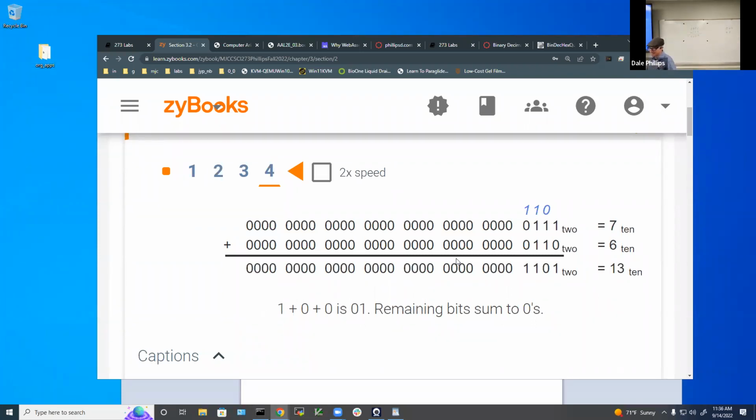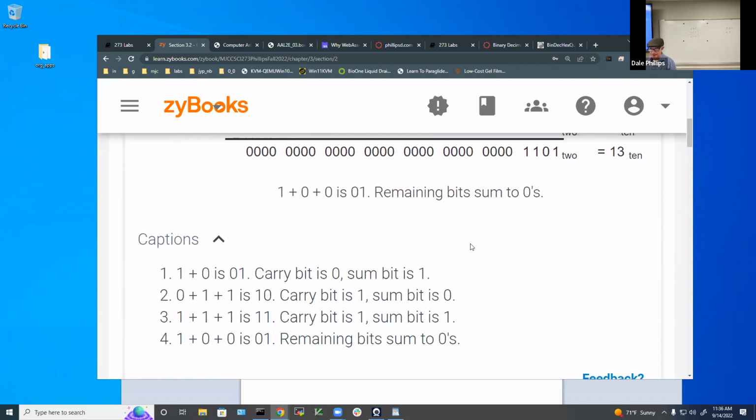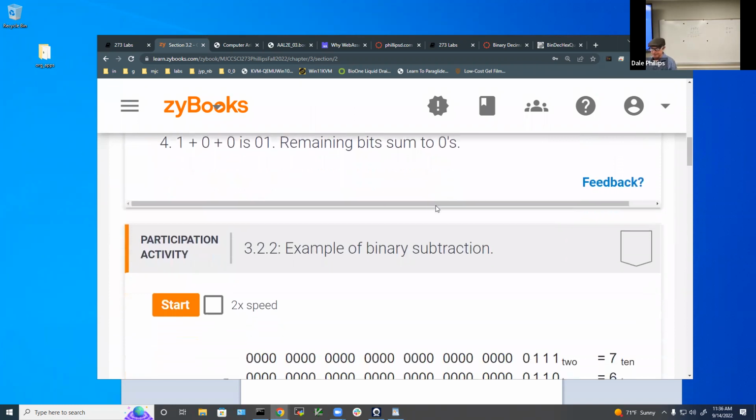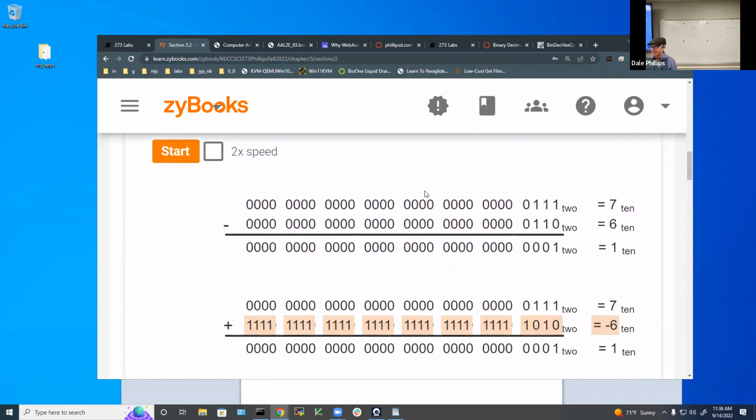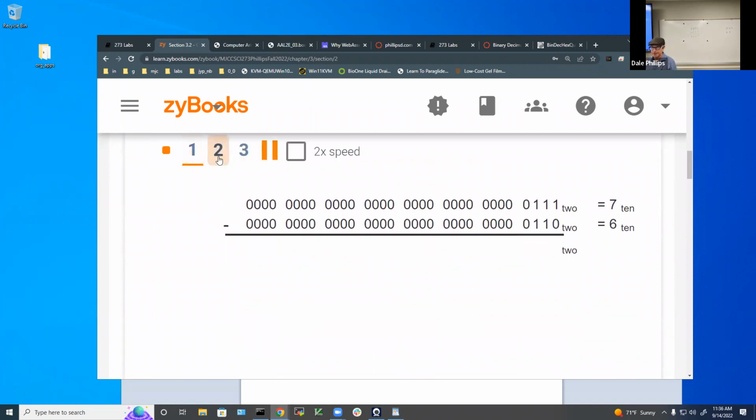Okay. So this is multiplication or just adding. All right. So it's telling you how it works. And here's an example of subtraction. The same concept. So let's watch our little video here. Okay. And it shows you what it's doing. And notice what they're saying here, 10. You know what that means?